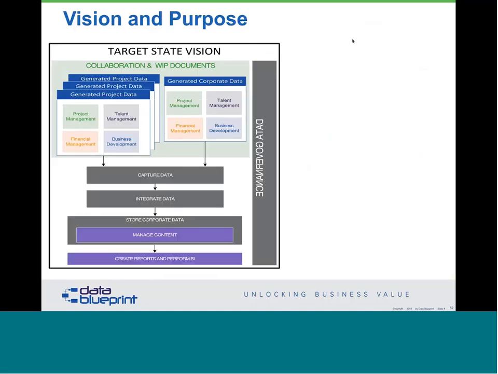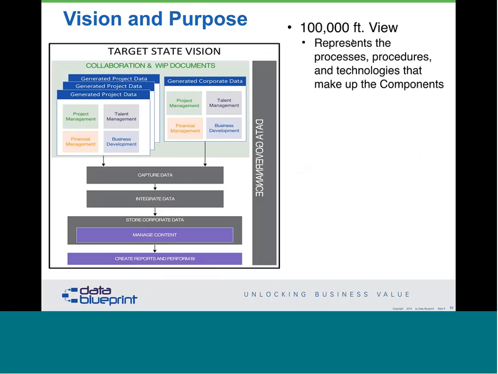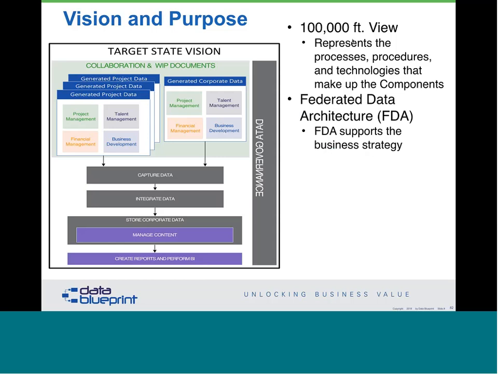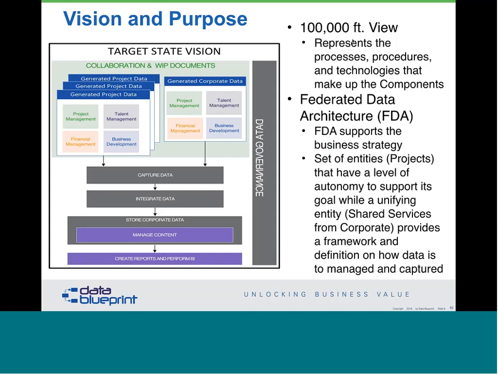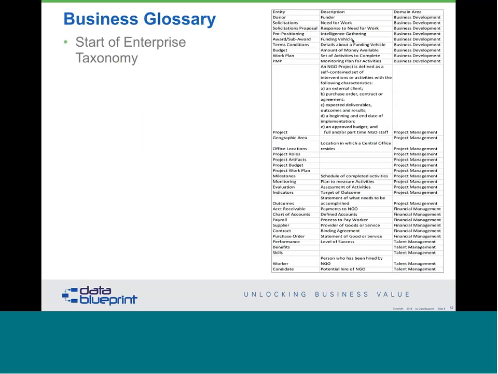So what you're seeing here is a high-level description of how that worked out. Again, the 10,000-foot view representing the processes, the procedures that make up the various architectural components. They looked at a specific federated data architecture because that was the one that best supported the organization, mainly because of the way their partnerships were structured. It has a set of entities, in this case projects, that have a level of autonomy to support the goal, while the unifying entity, the shared services coming in from the corporate, provided the framework on how to manage and use the culture.